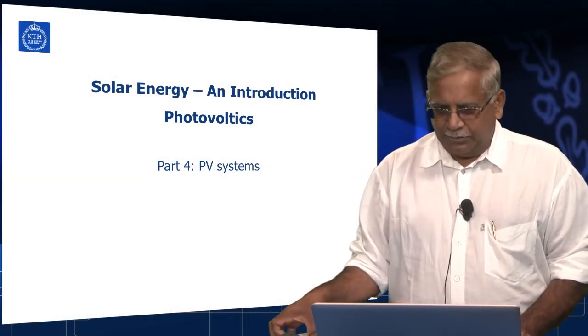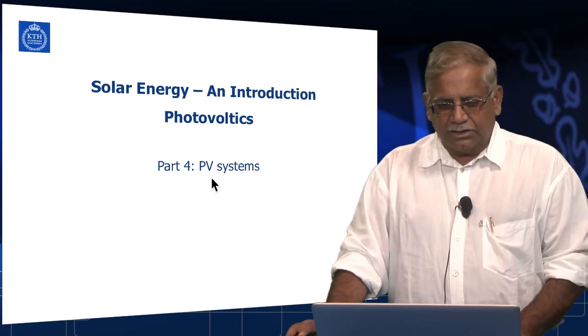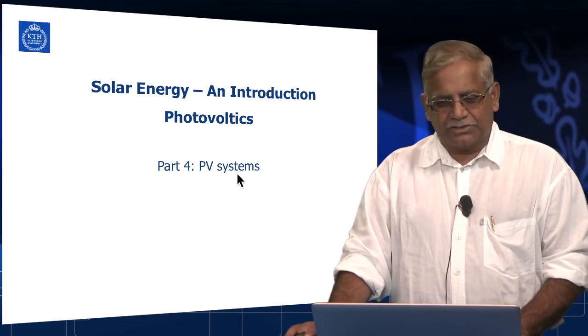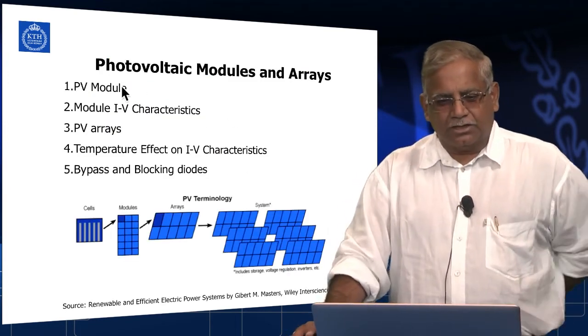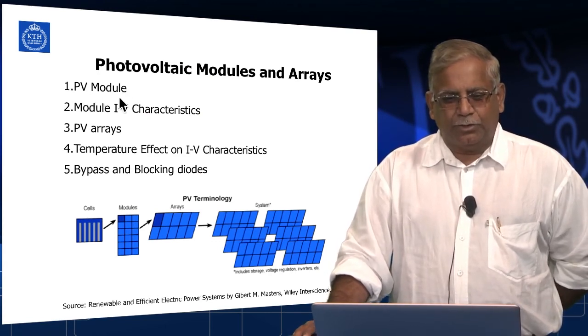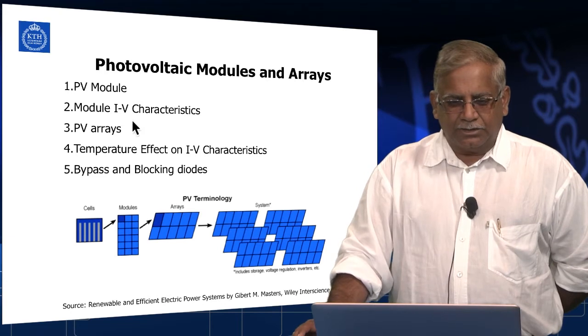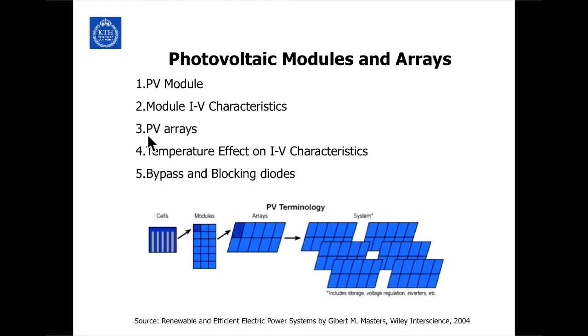Okay, we are back. We are talking about photovoltaics, and in this section we are going to talk about the PV systems. So let's look at this. These are the topics we are going to cover. First we talk about how a PV module is made, and then look at the module IV characteristics, and then we will see how the PV arrays are constructed from the PV modules, and we look at some of the key parameter influences on the arrays.